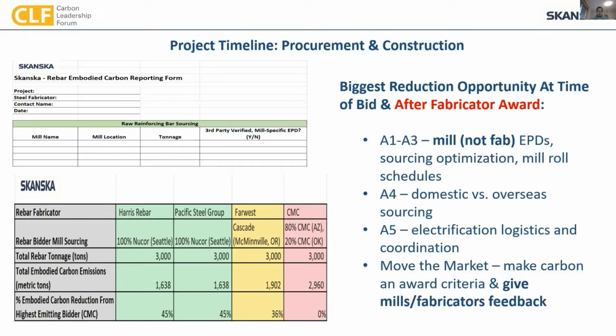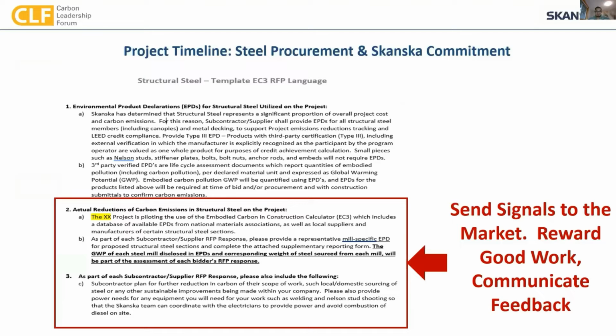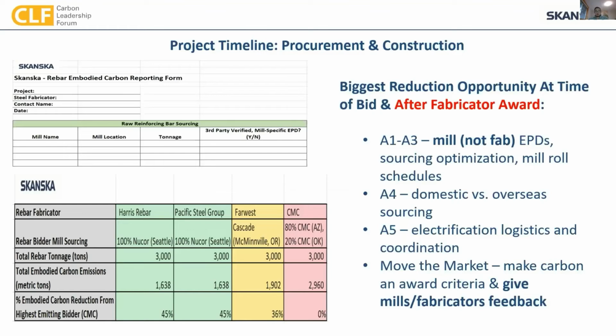One of the biggest opportunities at time of bid is to address the potential for 100% domestic source steel instead of going overseas. And then if I go back for A5, there's a lot of fine print in this little snapshot, but we do ask at the very bottom for our erectors to provide us their electrical needs for their welding and air compressors, because we've learned the hard way that if we don't get that coordinated with our electricians early, it will result in diesel powered equipment on site when it comes to install the steel.